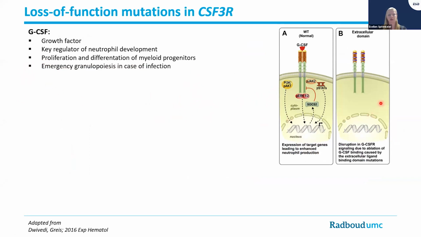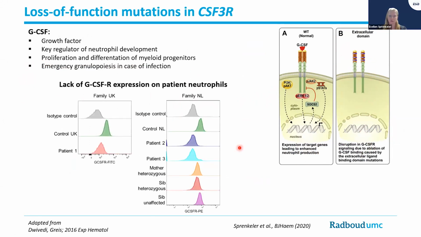So in these loss-of-function mutations, there are mutations in the extracellular domain of the G-CSF receptor, so there's no signaling. And with flow cytometry, you can nicely look at the expression of the G-CSF receptor on neutrophils. On the left, we have a patient from the UK, where we stained for the G-CSF receptor. And you can see that compared to the control, there's a very much decreased expression of G-CSF receptor on the surface.